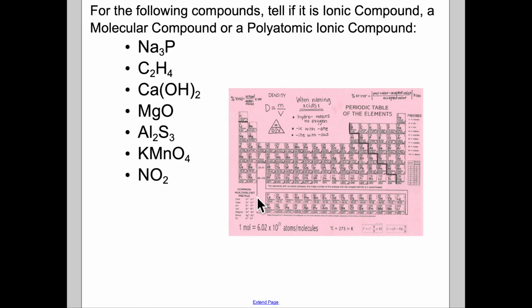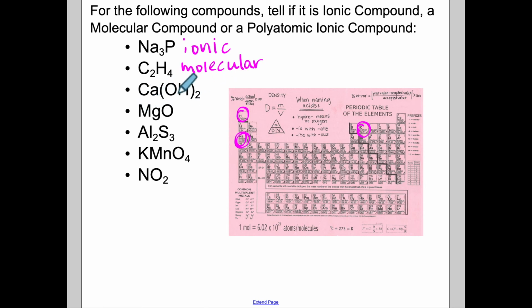For this page, we're trying to determine if each of these is ionic, molecular, or polyatomic. It's going to be ionic if the first element is a metal and there's only 2 elements. Sodium is found right here, so it is a metal. And since it starts with a metal and there's only 2 elements, this one is ionic. C is carbon. Carbon is over here, and hydrogen is here. Both of those are nonmetals. So if you have 2 nonmetals, it's going to be molecular.